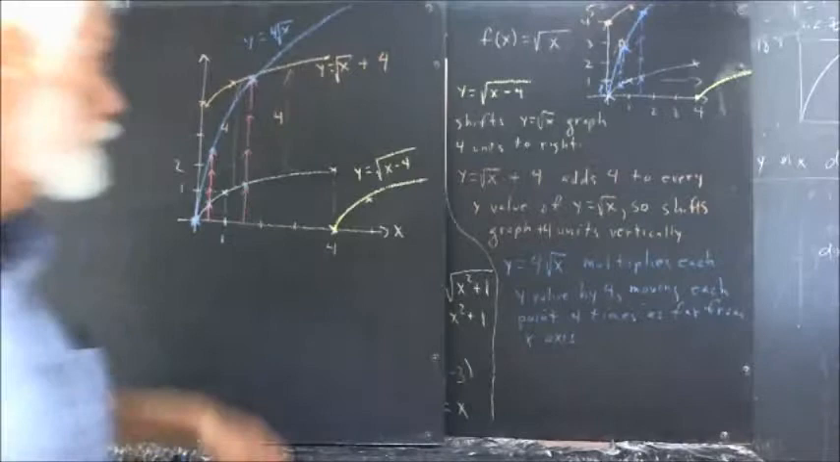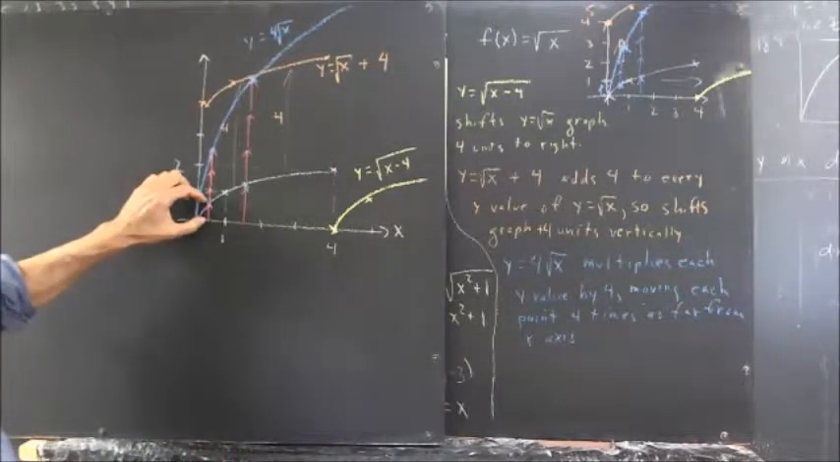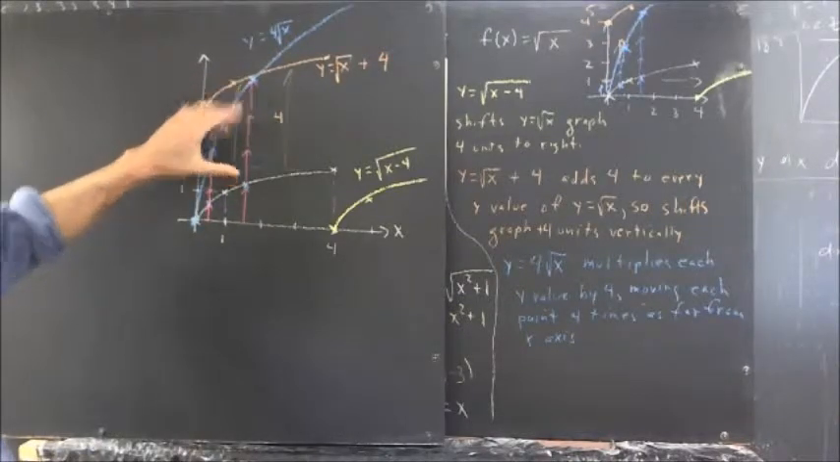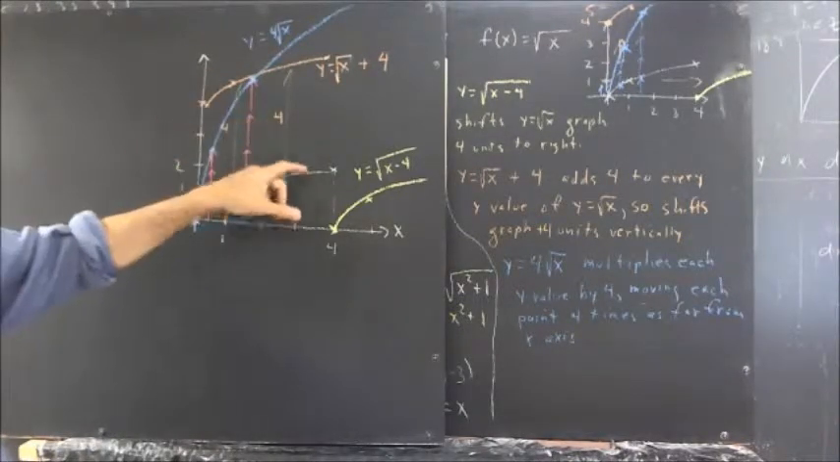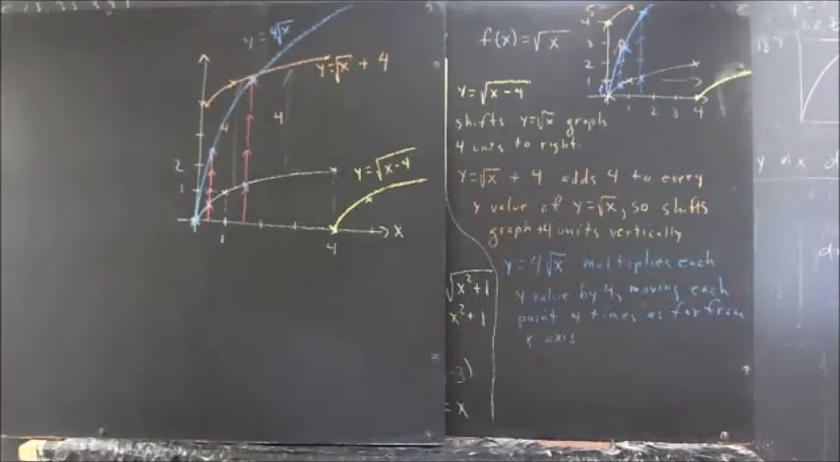Okay, so what's happened? This point is now 4 times as far from the axis. This point is 4 times as far from the axis. We haven't graphed this point, but if we do this, 1, 2, 3, well, I didn't go high enough, but you get the idea. And you see how you would construct these graphs.